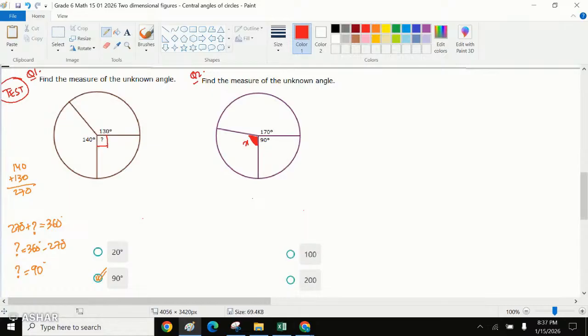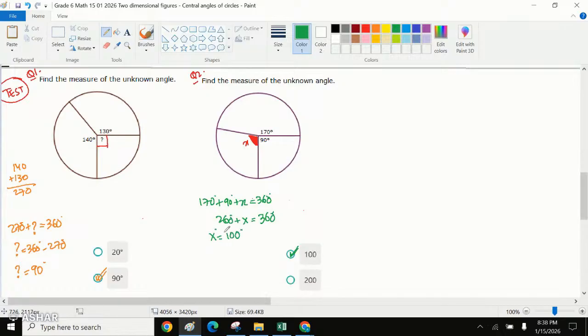But we need to show the steps too. So we can say 170 plus 90 plus x would be 360. Agreed? The answer for question number 2 should be 100 degrees, right? Thank you.